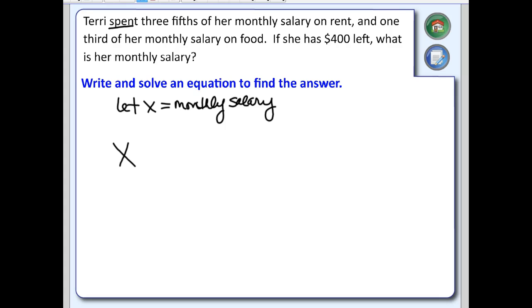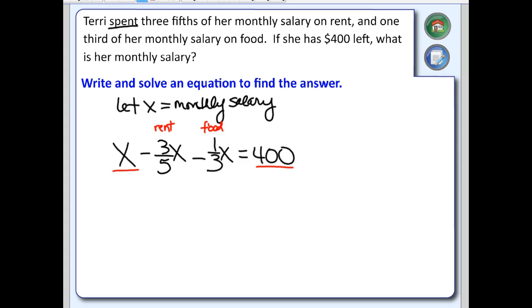And it says she spent 3/5 on rent. So if you think it's spent, what's our operation going to be? Yeah, we're going to have to subtract. We're going to subtract 3/5 x, 3/5 on rent, and 1/3, she spent 1/3 on food, okay? And it says she has $400 left. Everybody kind of understand what I did? Here's how much she gets paid. Okay, that's her salary. This is what she spends on rent. This is what she spends on food. And this is how much money she has left.